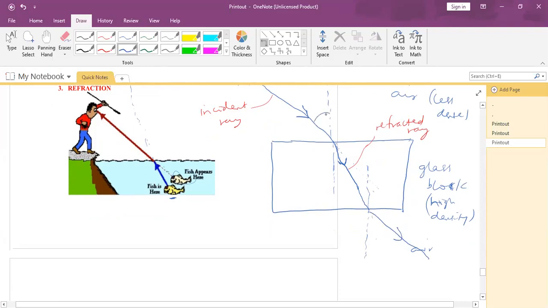The angle here is the angle of incidence. Now the angle in here is known as the angle of refraction. So this here is called the angle of refraction, and this one is the angle of incidence.